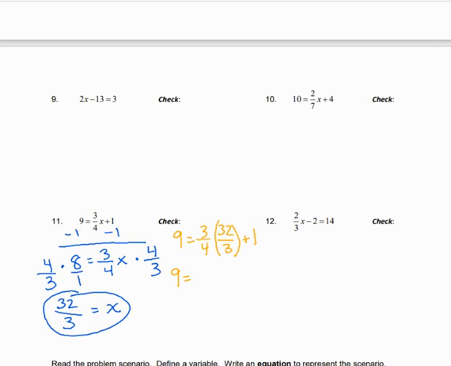See how there's a 3 up top and a 3 on the bottom? You could cancel them, okay? I'll just continue with our multiplying though, so that we're just being consistent. So 3 times 32 going across is 96. 4 times 3, everybody knows, is 12. And then we reduce that. 96 divided by 12 gives me 8.